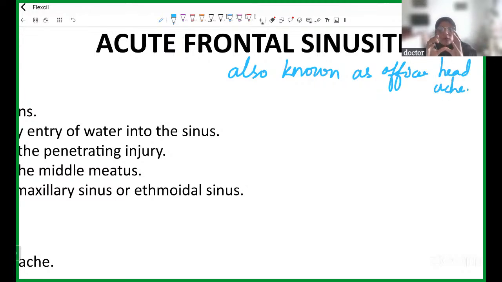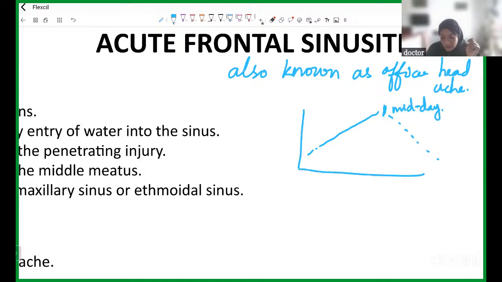All right. So frontal headache, very localized, peaks up in the midday, then it subsides down. This is pain intensity. Okay. Apart from this, the patient will have tenderness. So pressure upwards on the floor of frontal sinuses causes pain. It will be tender. Okay.